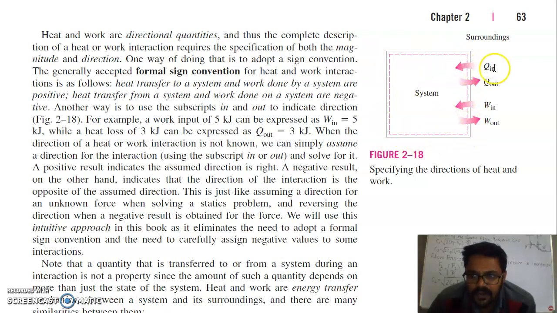You can see in this figure, this is your system. Heat in is denoted by Q in, heat out by Q out, and similarly work in by W in and work out by W out. So these are the sign conventions. One way of doing that is to adopt a sign convention. The generally accepted sign convention for heat and work interaction is as follows: heat transfer to a system and work done by a system are positive. So if heat is transferred to the system, it is positive, and if the system does some work, it is positive. Means this Q in is positive, this W out is positive, and the rest is negative.